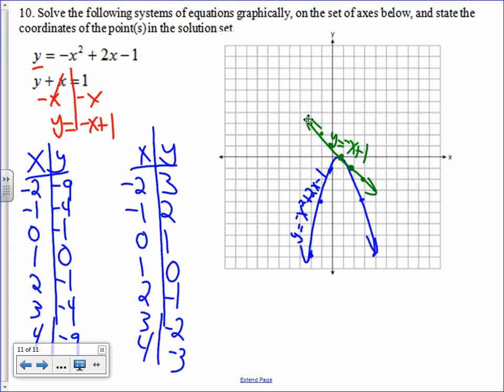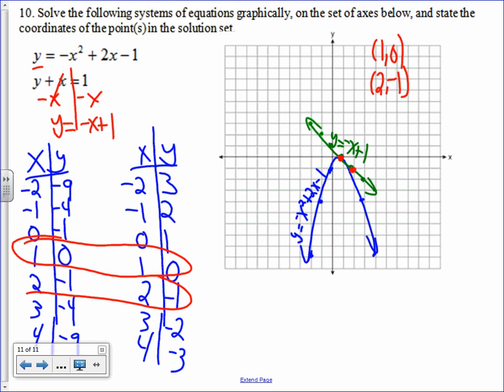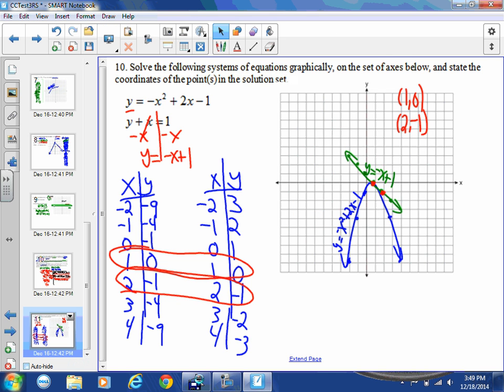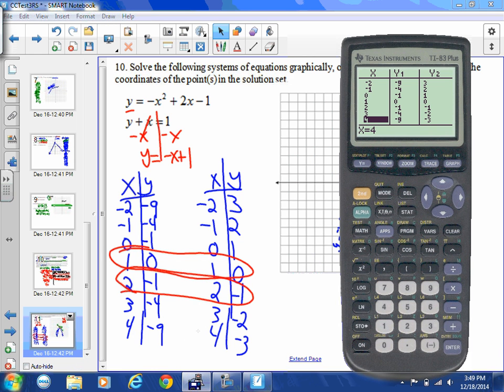Now the answers to the question are where the graph intersects. They intersect here at 1, 0, and here at 2, -1. I also know those are the answers because they are in both tables. If you don't see both, you might have to scroll up or down in your calculator to find the second. And what it looks like in the calculator is the y1 and the y2 being the same.